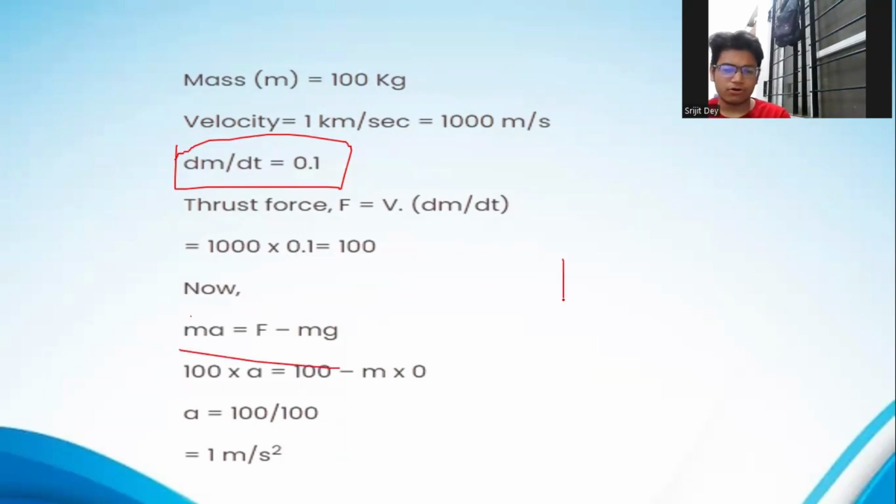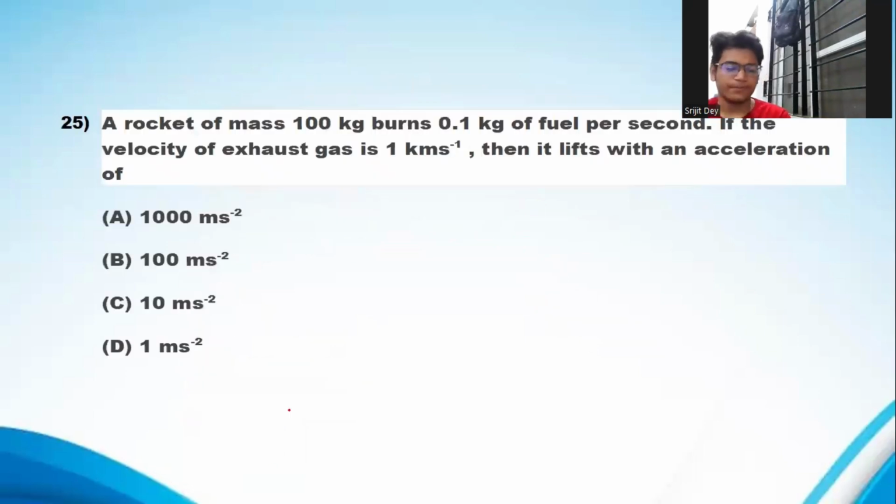Ma equal to, because if a rocket is going, so this will be your force. Basically this will be your mg, and on the basis of the thrust of the force, you will get an upward force, which is equal to v into dm/dt. And the answer is 1 meter per second square.